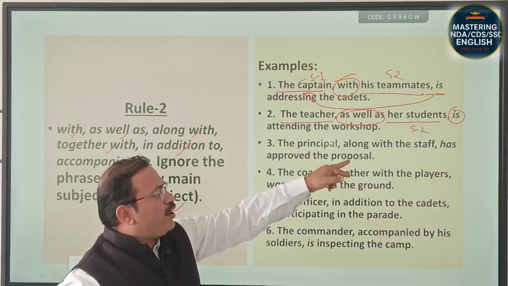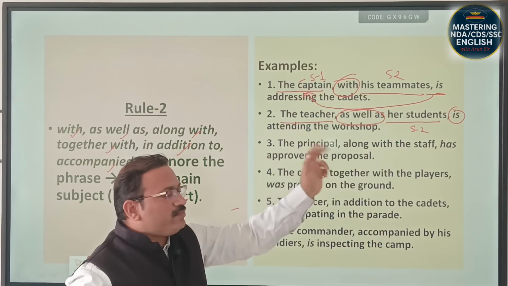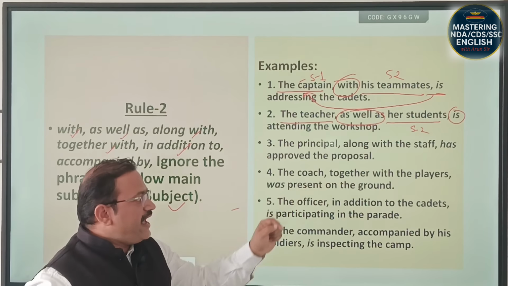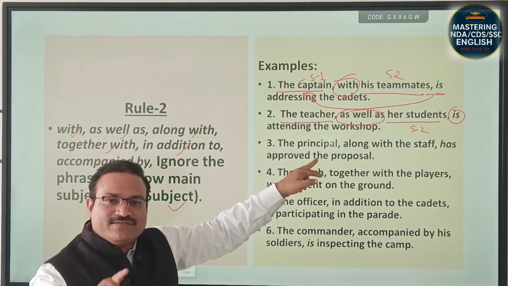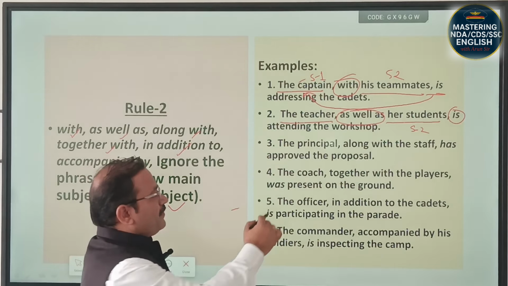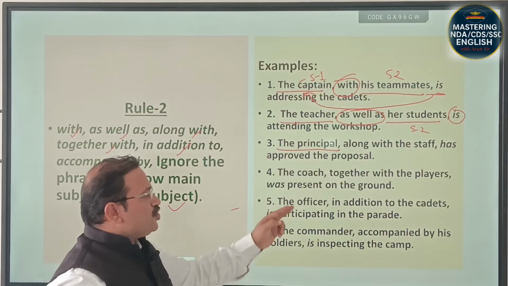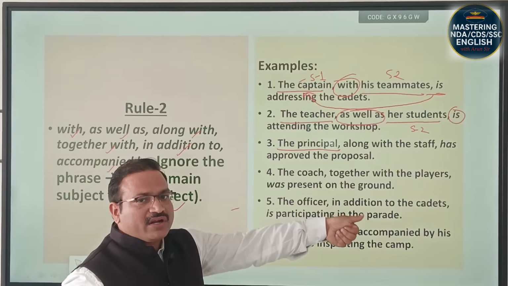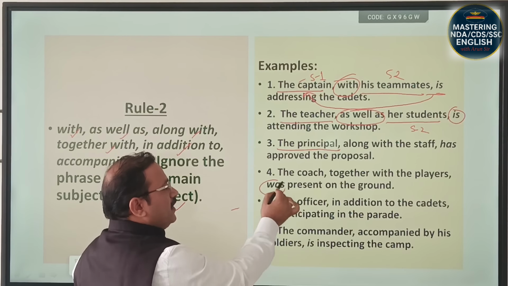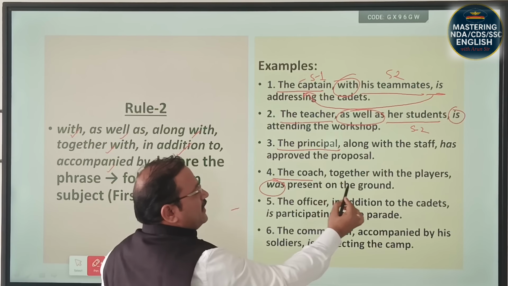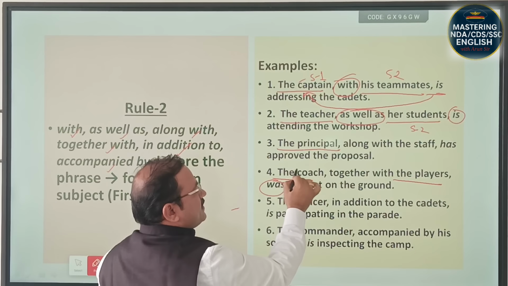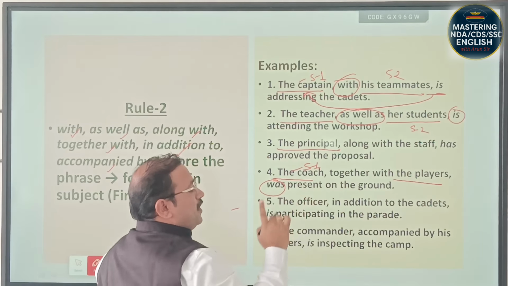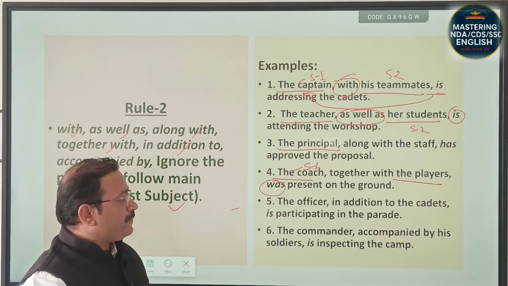The principal along with the staff has approved the proposal. Why has? Because the principal is the first subject here. The coach together with the players was present on the ground. Why was singular? Because of the coach and the players, the coach is the subject 1, main subject.